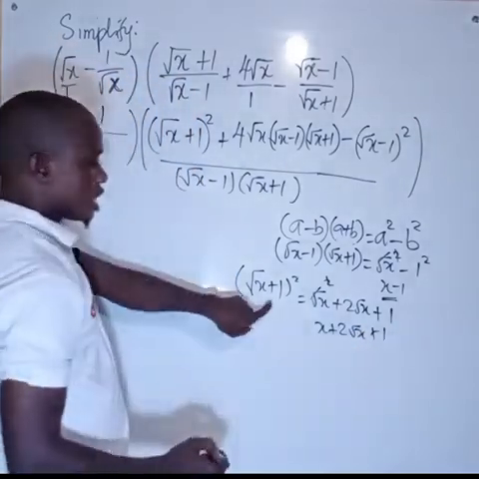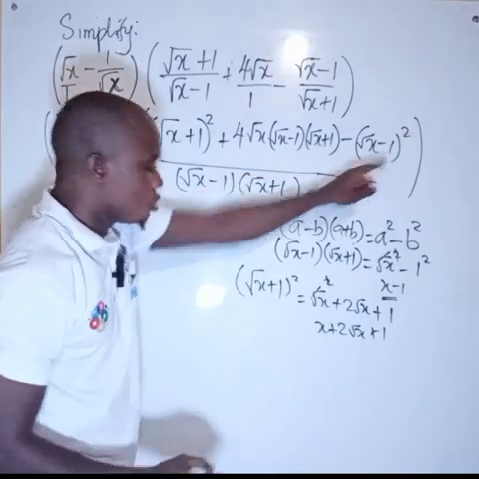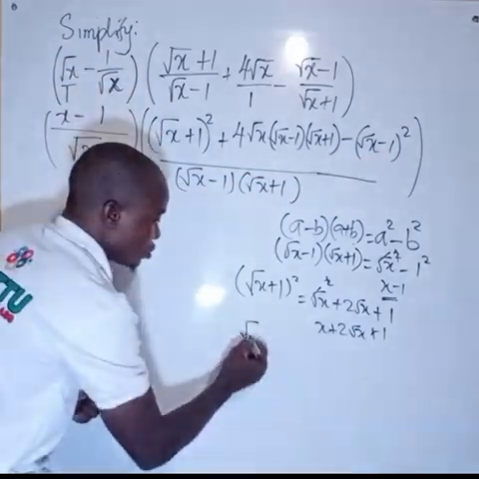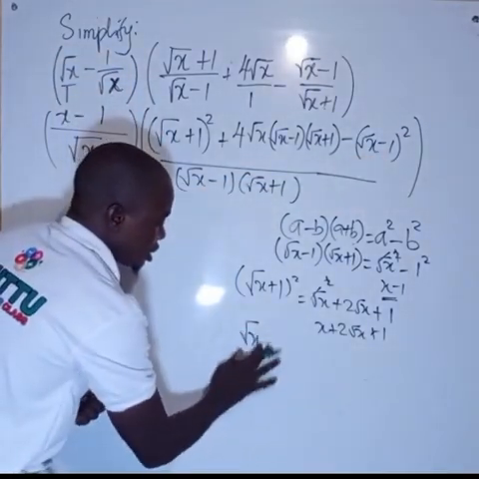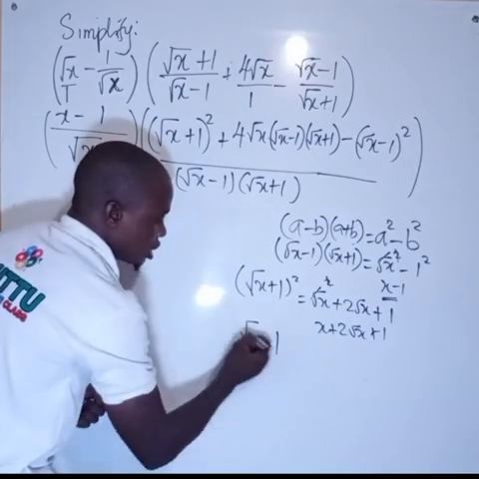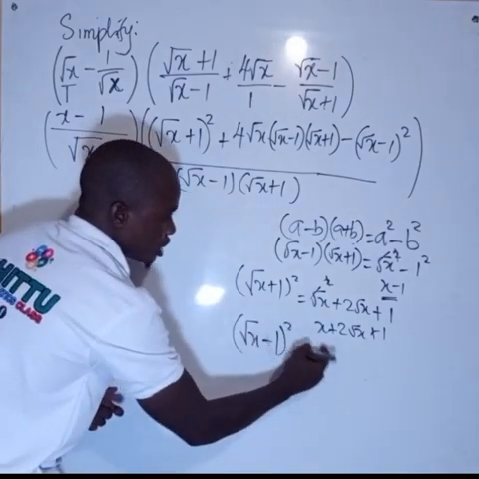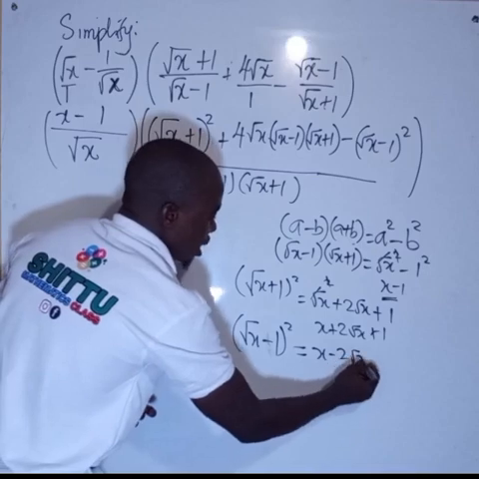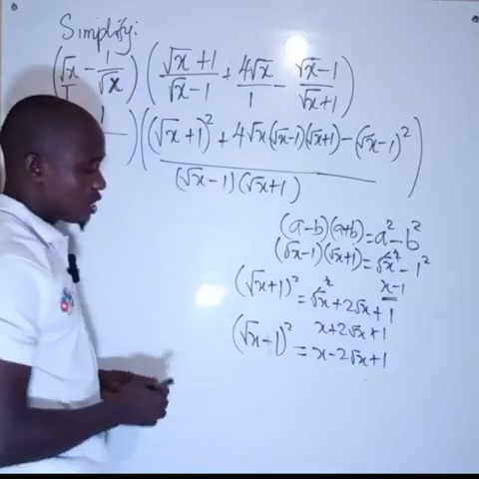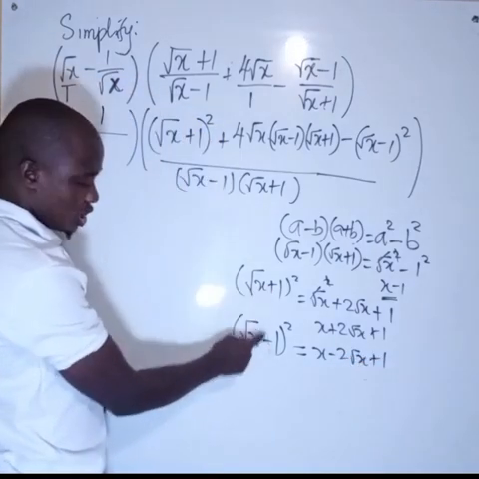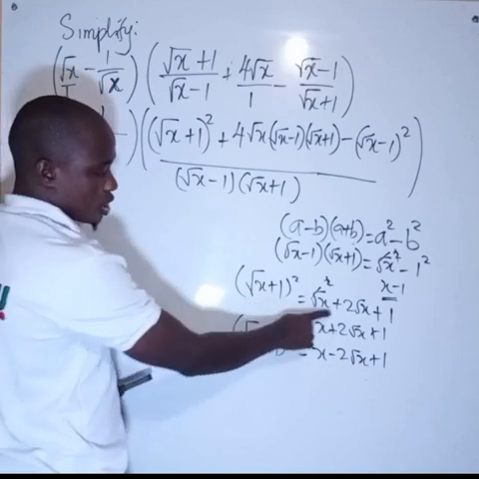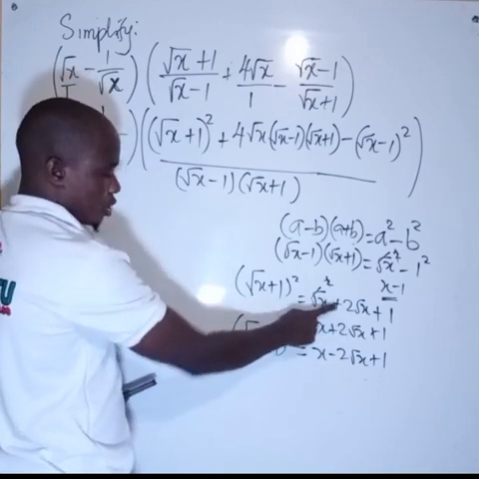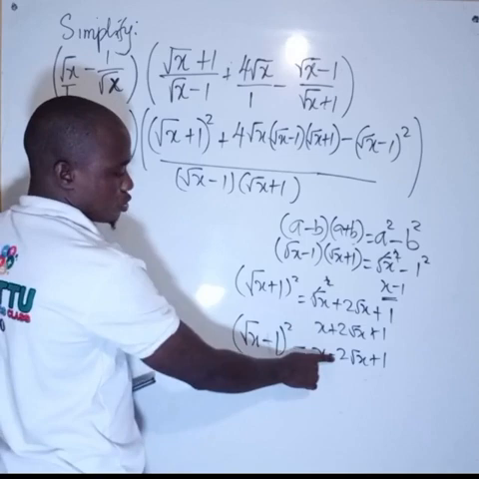So the same thing here, we have minus a. What you just need to do is change the sign here, minus 1 all squared. This is going to be x minus 2 root x plus 1. So now the difference is just the addition in between them. This is plus, so here you are going to have plus. This is negative, so here you are going to have negative.